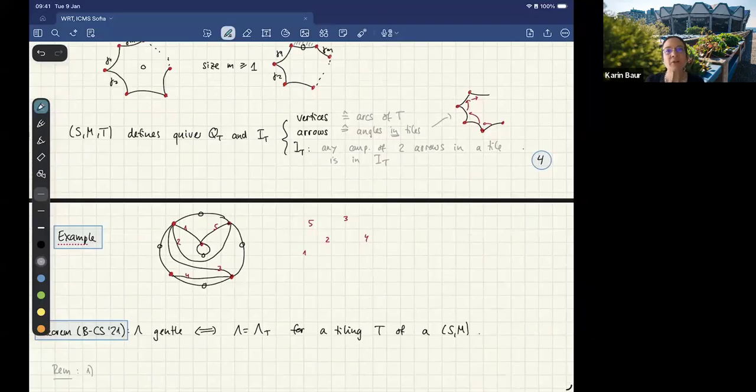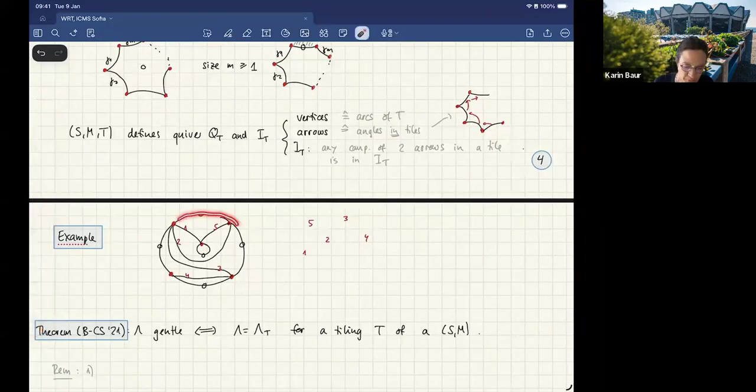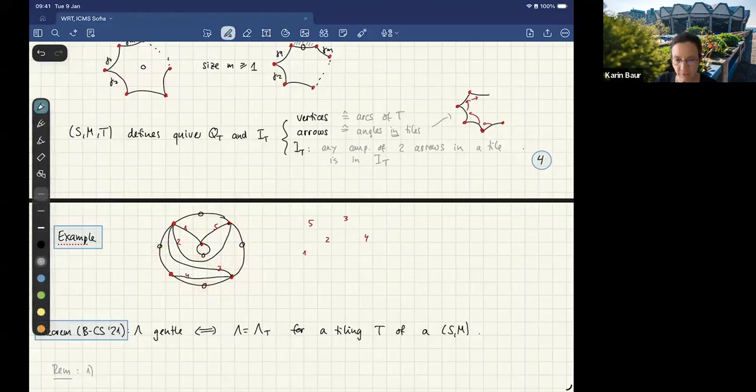So this surface is an annulus. It has two boundaries, two connected components of the boundary. And I drew 5 arcs, and each piece has an empty circle on the boundary. Here there are no punctures. And then the quiver should look as follows. Just going to draw it first and then illustrate on the surface.